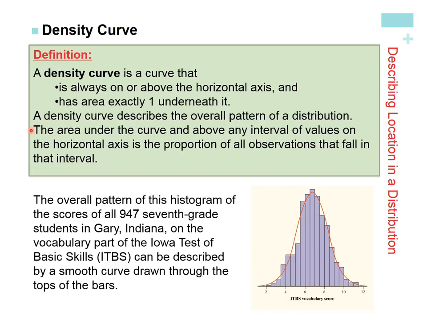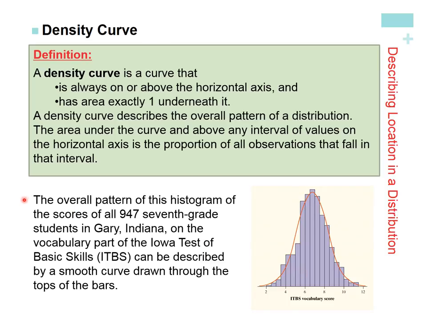The area under the curve and above any interval of values on the horizontal axis is the proportion of observations that fall within that interval. All right, so really all that means is if I take a look at an interval of values, let's say from 4 to 6, the area under the curve describes what percent of observations fall between 4 and 6. So that's just a fancy way of saying, let's look at a portion of the curve: what percent of the observations fall above 8? What percent of the observations fall above 6? What percent of the observations fall between 2 and 12? Well, pretty much 100%, because 100% of my data should be under the curve.